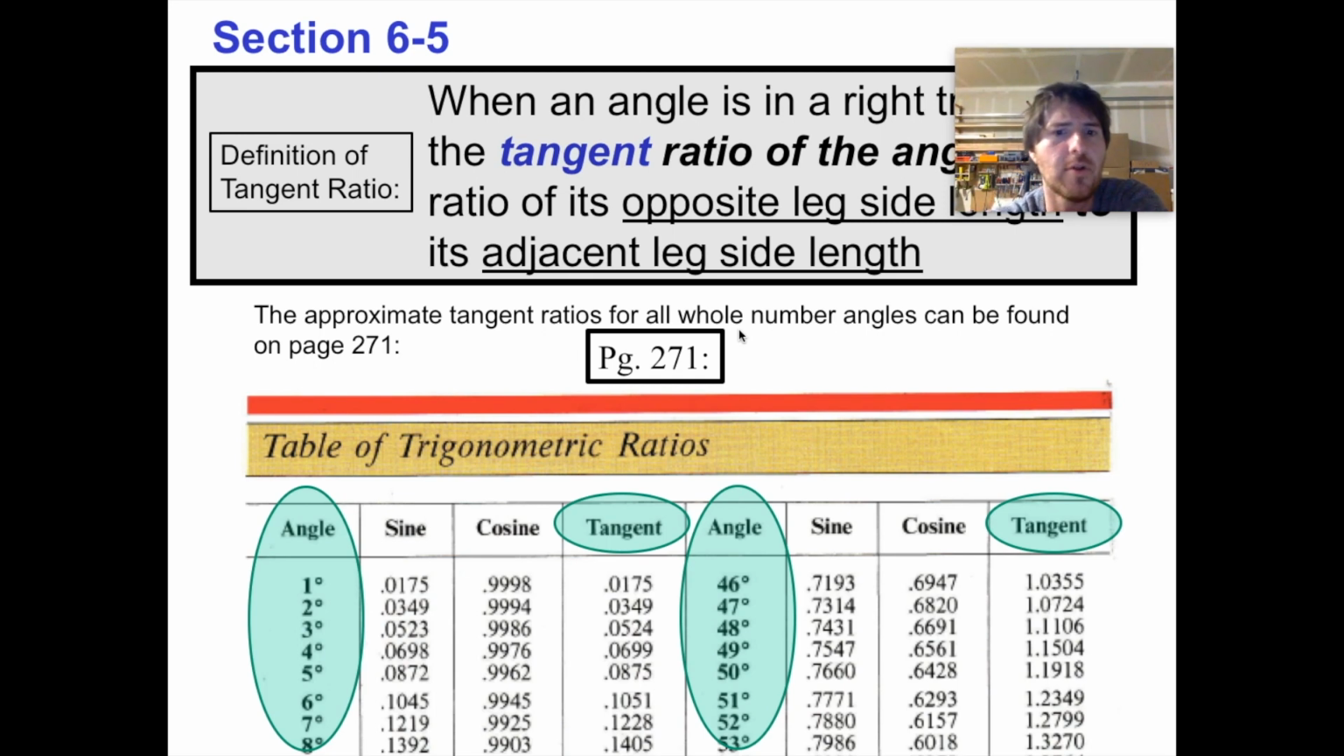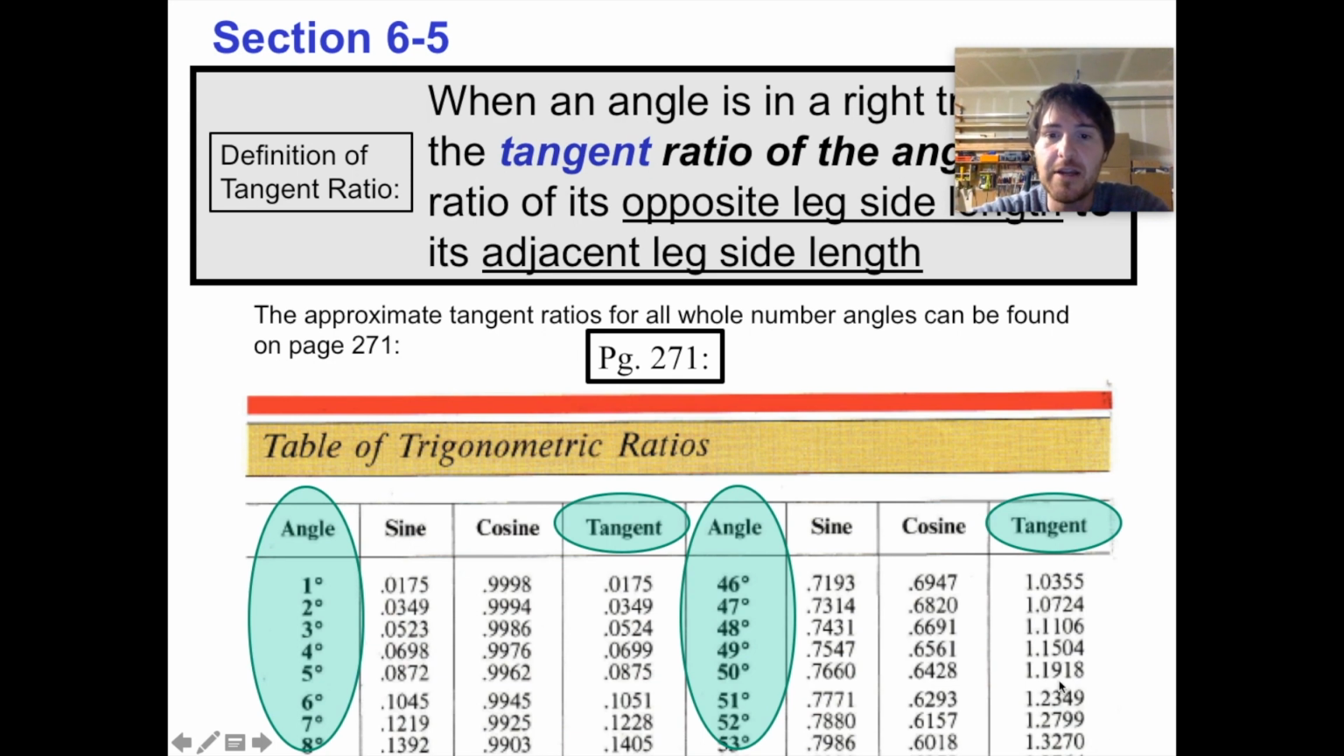But anyways, the table of trigonometric ratios is on page 271. So you see here, the tangent column is this column. Ooh, wait, we see some other words here. Not going to worry about those until a little bit later. Those are some other trigonometric ratios. You can kind of guess, well, there are 3 sides in a triangle. There are 3 trigonometric ratios we're going to learn this year.